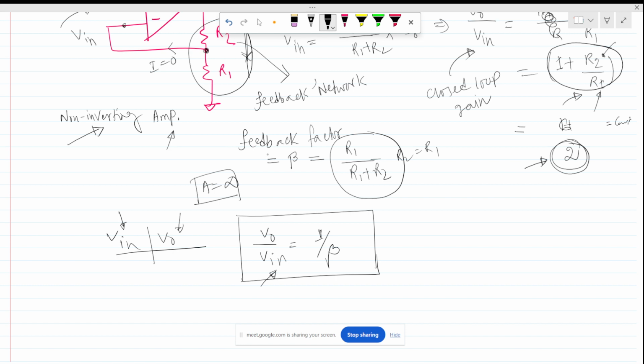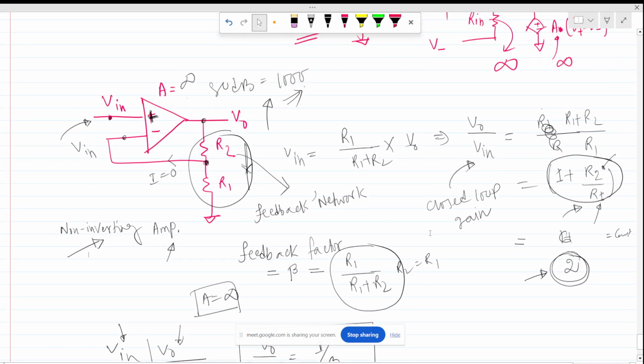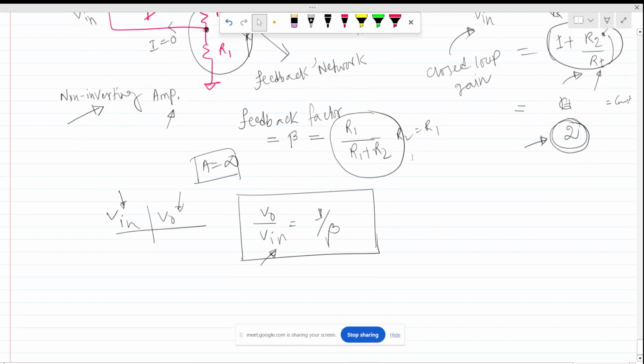And this is always true for a non-inverting amplifier. Okay, so one thing we have done. So please remind me if I forget some points. Okay, Sijan. Okay, so now, I think that is okay.